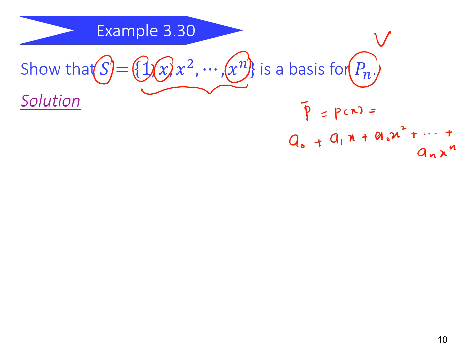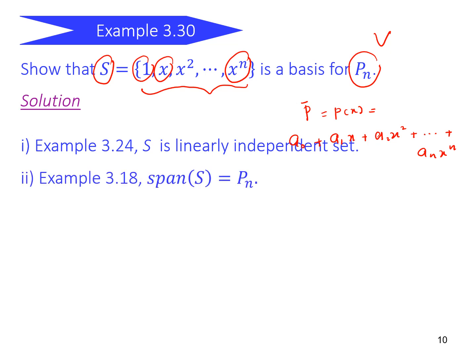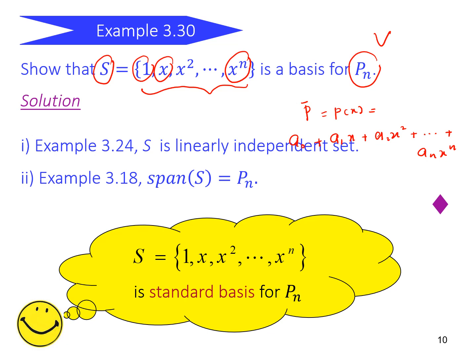So, does this set S form a basis for Pn? Yes, because you may refer to Example 3.24, where this set S is linearly independent. And then in Example 3.18, we have shown that span S is equal to the vector space Pn, and therefore S is a basis for Pn. In fact, this set S is regarded as the standard basis for the polynomial space Pn.